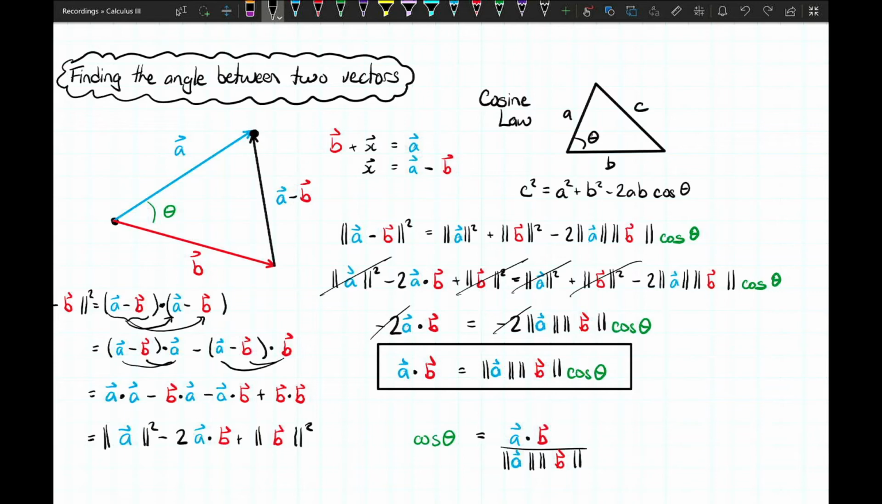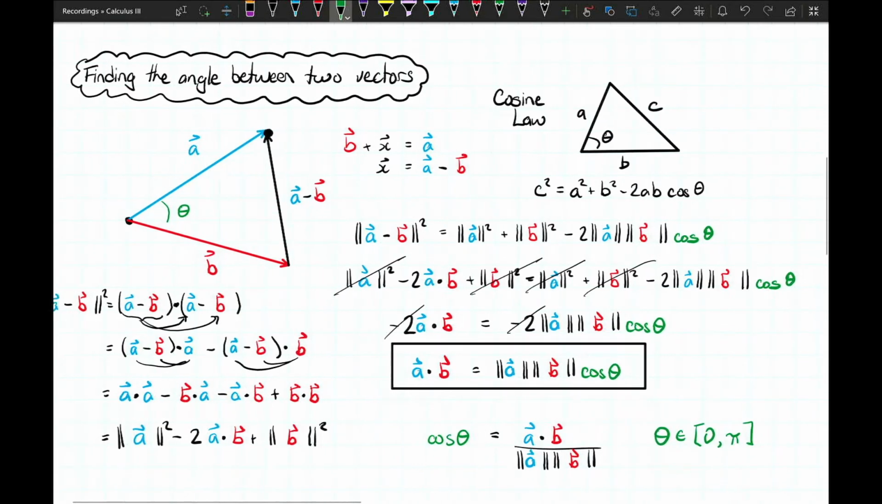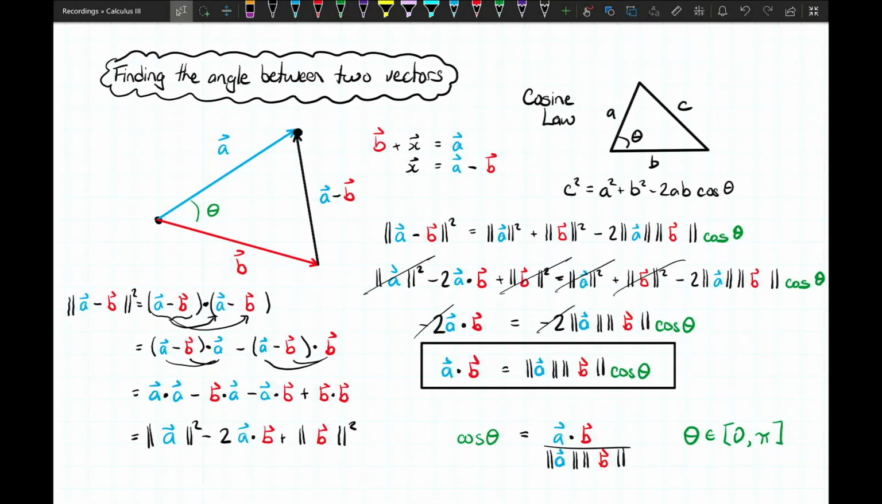Now, if you wish to solve for theta, when you take the inverse cosine or arc cosine of the value on the right-hand side, this will give you an angle between 0 and pi. All right, well, maybe let's try a quick example of finding the angle between two vectors outside of the realm of two-dimensional space. Why don't we try maybe in three-dimensional space?